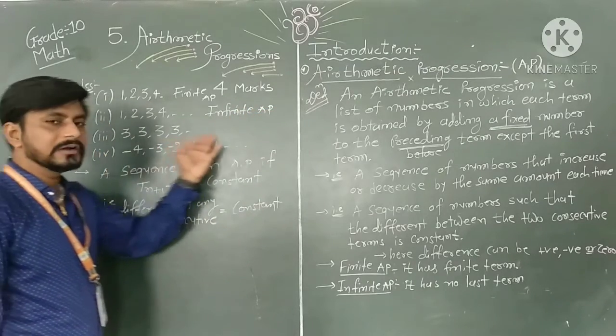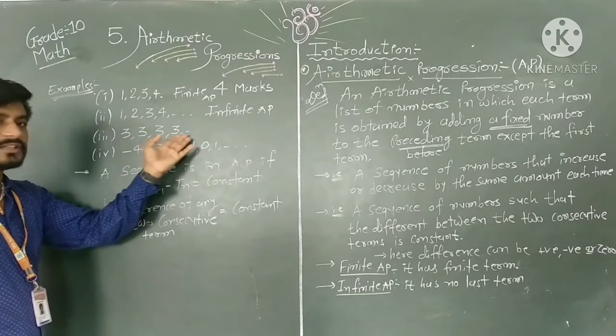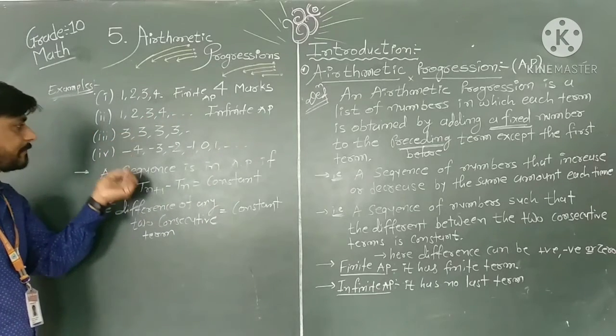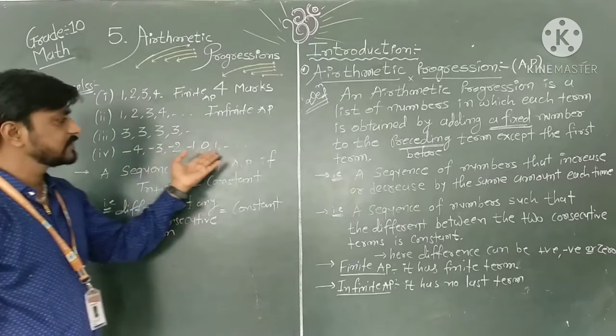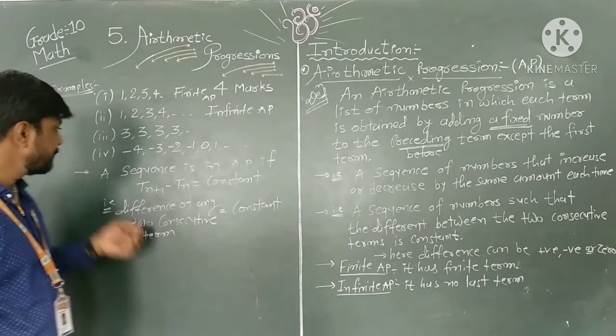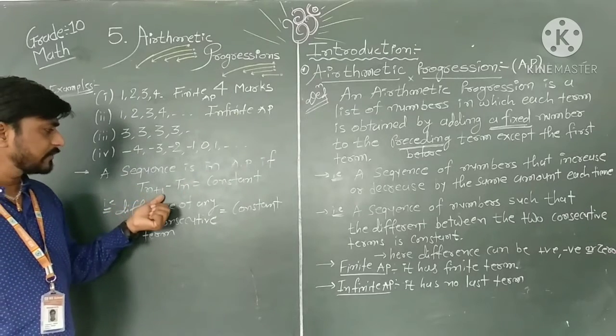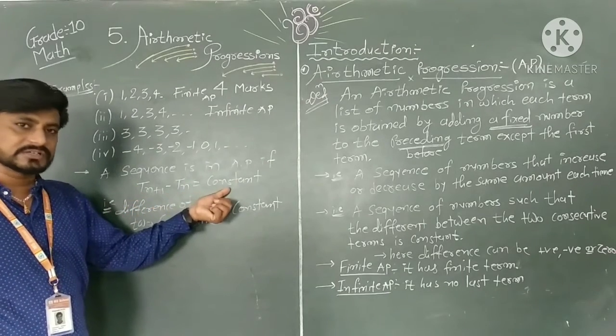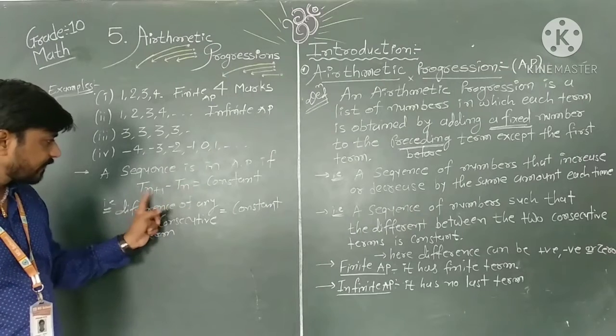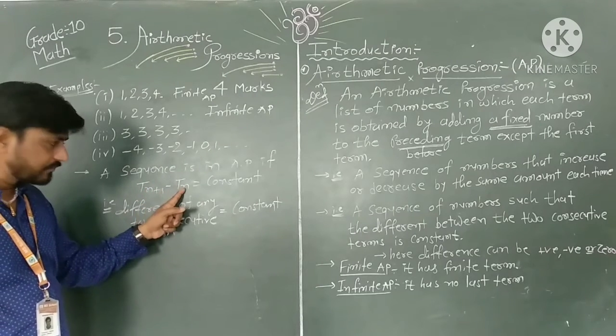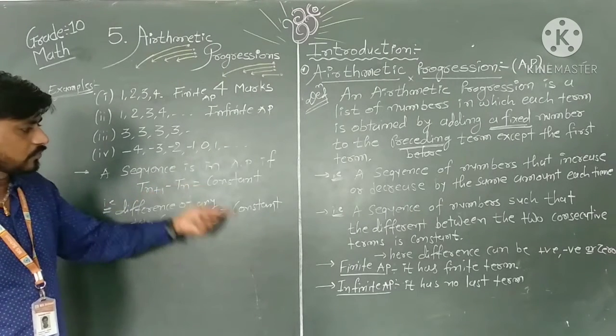Okay, arithmetic progression. Here look, all terms are the same: 3, 3, 3, 3, 3. This is also an AP. Minus 4, minus 3, minus 2, minus 1, up to so on. It's an AP. A sequence is in AP if Tn plus 1 minus Tn is equal to a constant. That means the difference of two consecutive terms is equal to a constant.